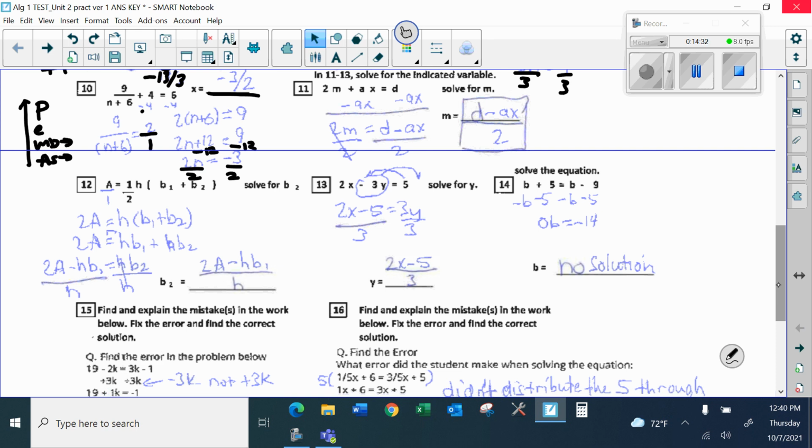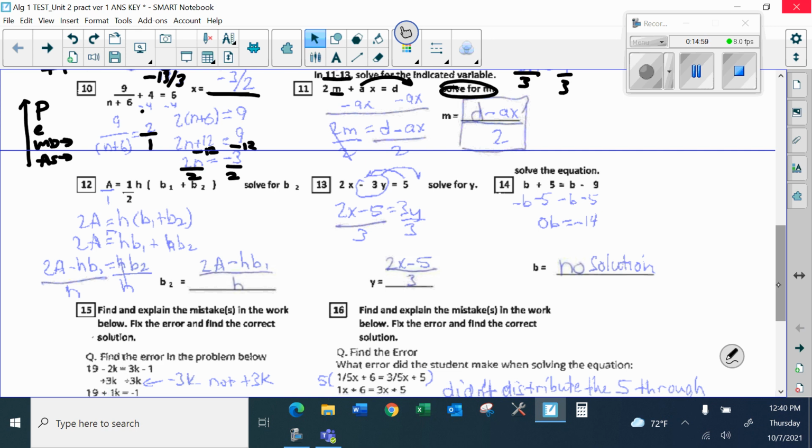Number 11, we're solving for the indicated variable for 11 through 13 here. It says solve for m. Okay, so I need to get m by itself. So I need to add or subtract across, move an entire term across, subtract that ax across. The reason I'm doing that is the coefficient is positive, so I'm going to leave it there, the 2. So I'm subtracting the ax across, the entire term. Anytime you subtract an entire term across, you're adding or subtracting.